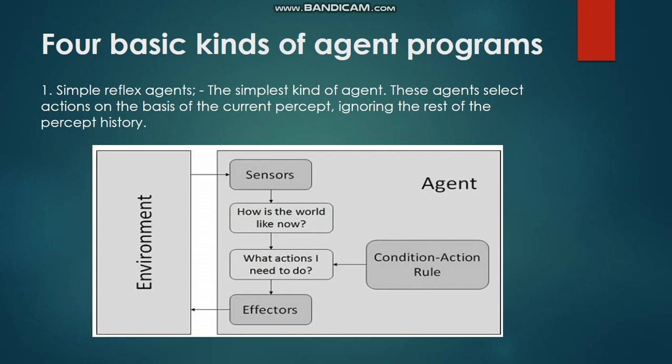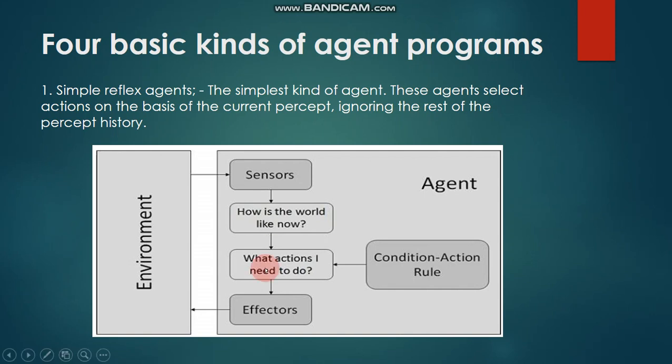We are going to see about four basic kinds of agent programs. The first type of agent program is simple reflex agents. This one is the simplest kind of agent. Why we are calling it the simplest kind is that it will select action on the basis of the current percept. It will not have any perception history. It will just react based on the current perception.